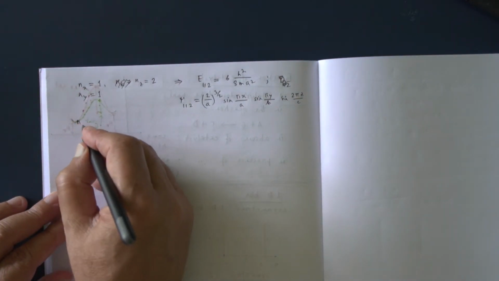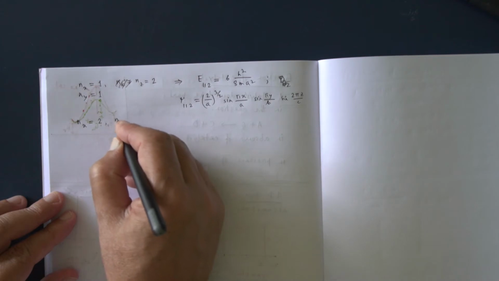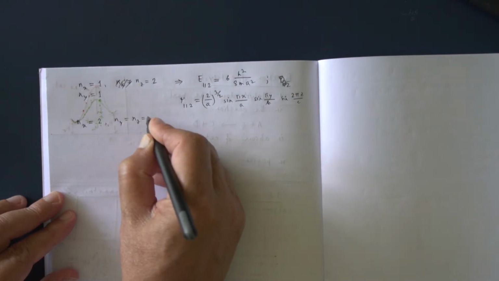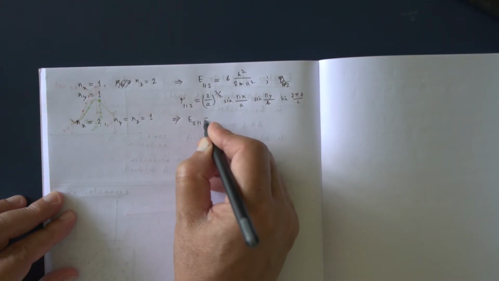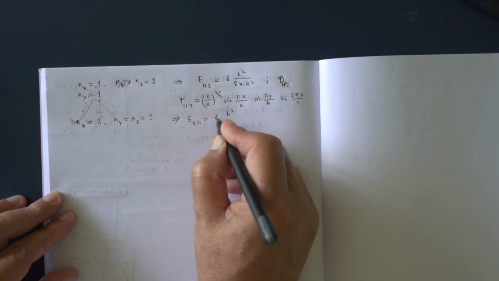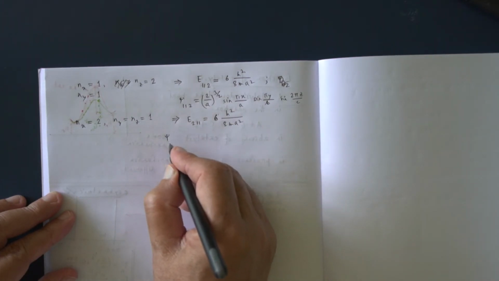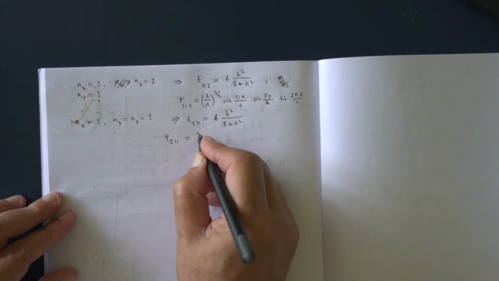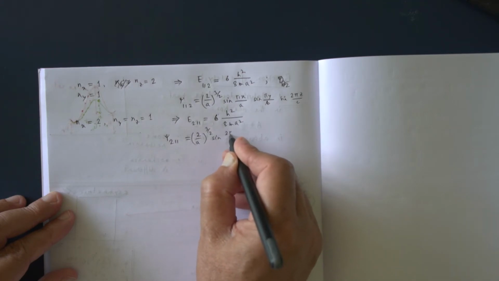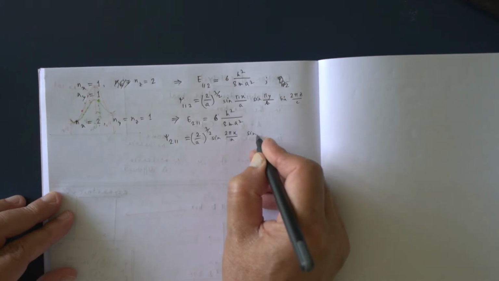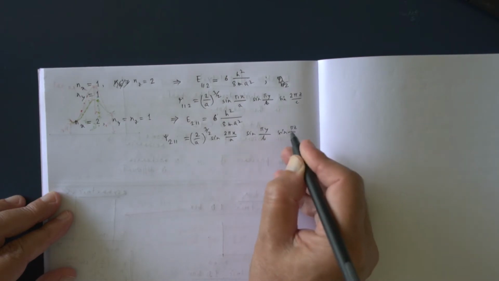Similarly, if nx equals 2, ny equals 1 and nz equals 1, we will have the same energy, that is 6 h square by 8 m a square, and the wave function is psi 211, so this will be 2 by a whole to the power 3 by 2 sine 2 pi x by a sine pi y by b and sine pi z by c.